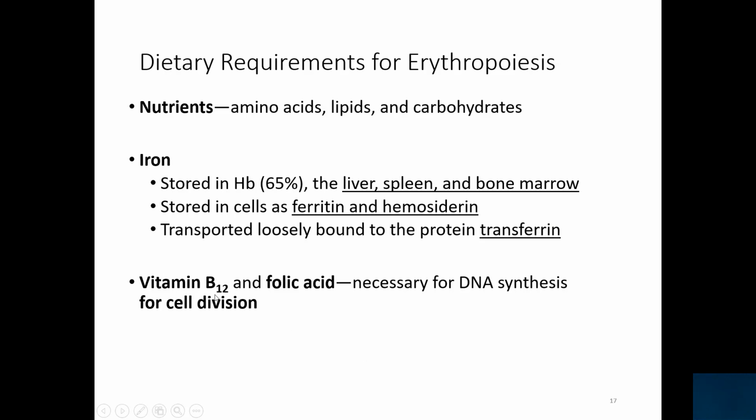Also, vitamin B12 and folic acid are both necessary for cell division, so erythropoiesis, red blood cell production, is not possible without both of them.